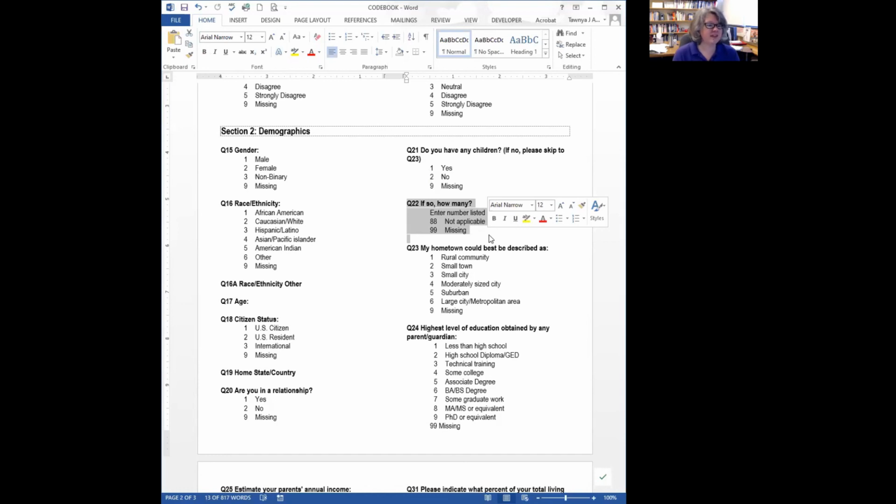Okay, so I think that explains how the survey is constructed and how the code book is constructed. In the next video, I'll talk a little bit about how that gets transformed into an SPSS file when you're starting with a blank file.